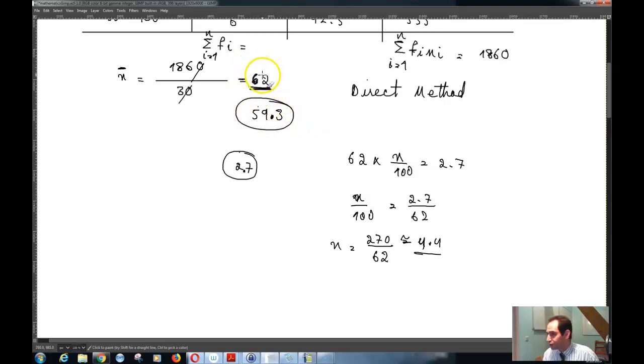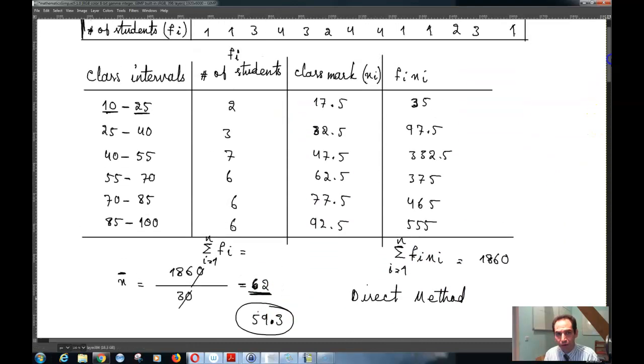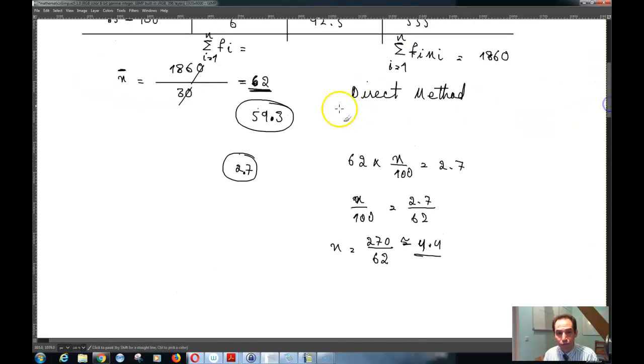So the difference in the two values is because of the midpoint assumption in the second way. Here we got the class mark, which was the midpoint of the lower limit of the class interval and the upper limit of the class interval. And basically because of this assumption, of course the result is going to be different.